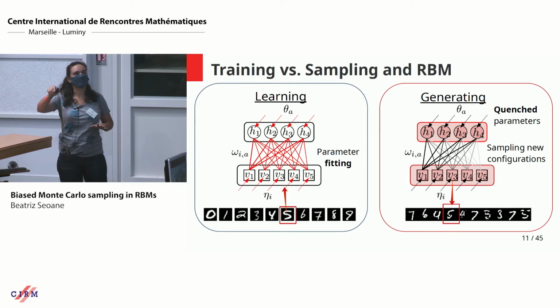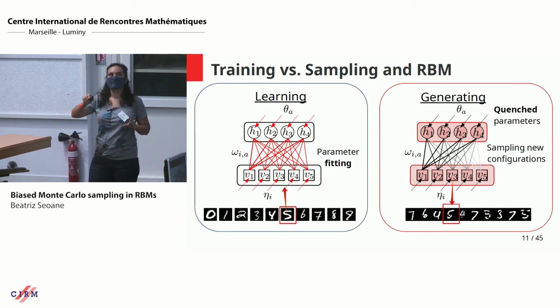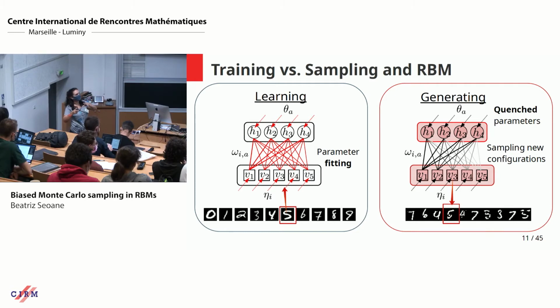So just to repeat, all these models have two different periods. We have the training, in which we try to fit the parameters, and we have the generating or sampling, in which, once we have the trained parameters, we generate new samples, which we are going to do with Monte Carlo.